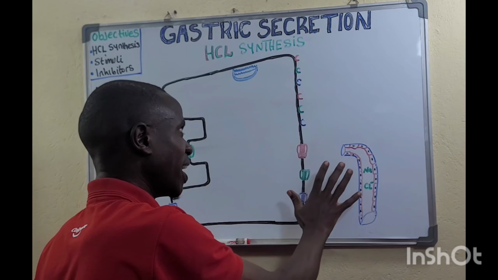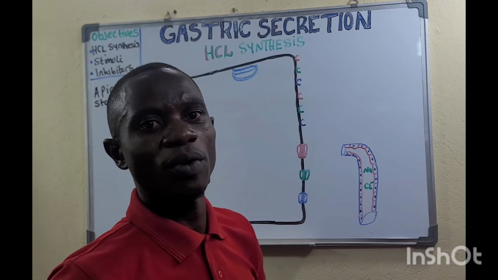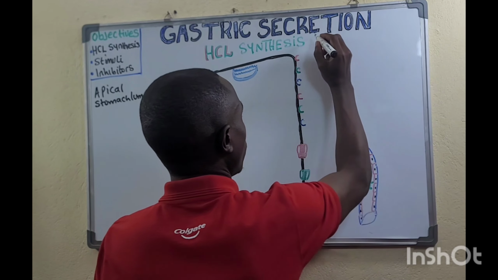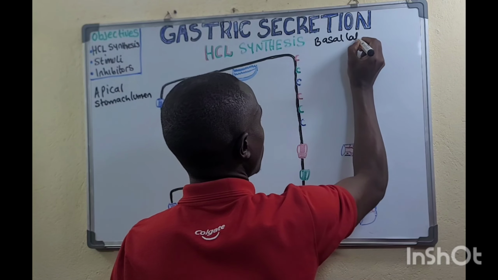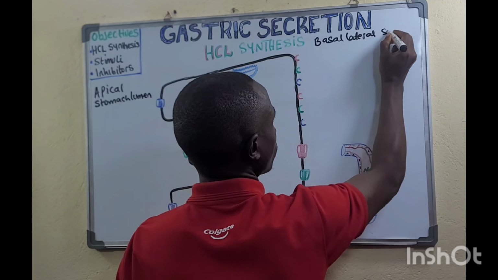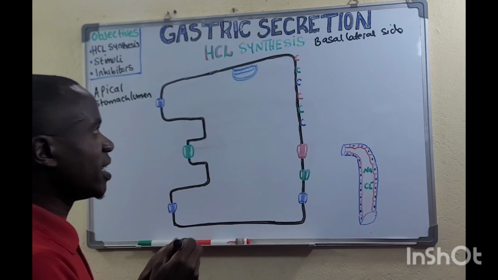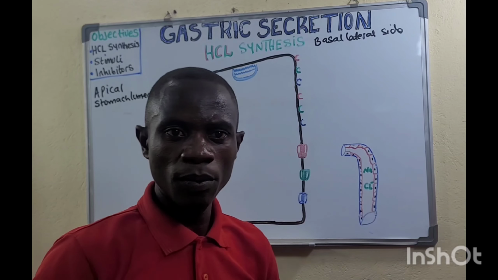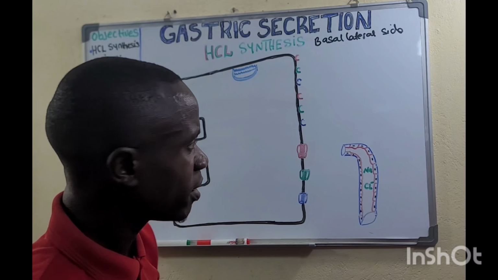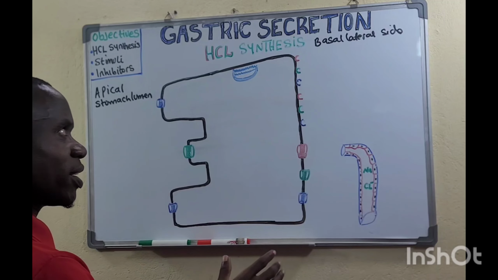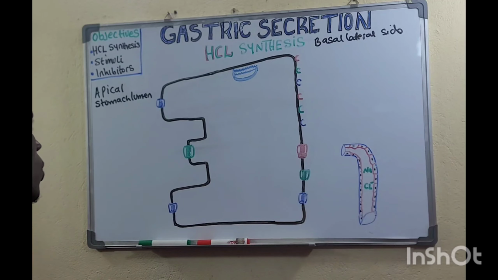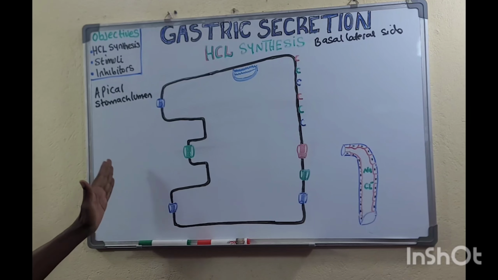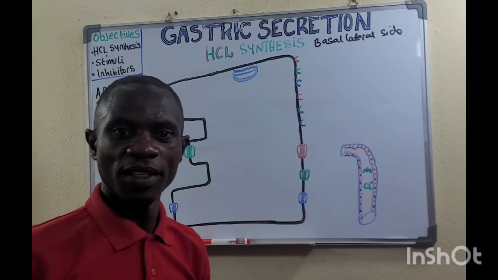And then the opposite side, this side here, is what we call the basolateral side, and this side is facing the blood circulation. So when we talk about the basolateral side, we mean the face which is facing the blood vessels. And when we talk of the apical face, it is the side which is facing the stomach lumen.